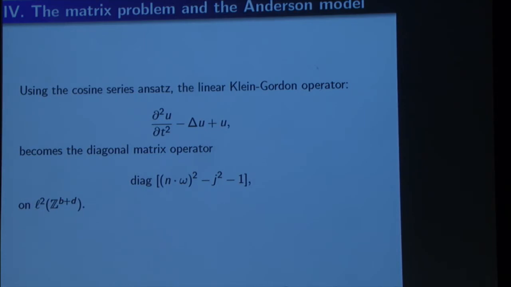Okay, now we come to the matrix problem. We have Fourier series, so a natural matrix problem comes in, the Anderson model. So that's the Anderson localization. Using the cosine series ansatz, the linear Klein-Gordon equation becomes a diagonal matrix operator.